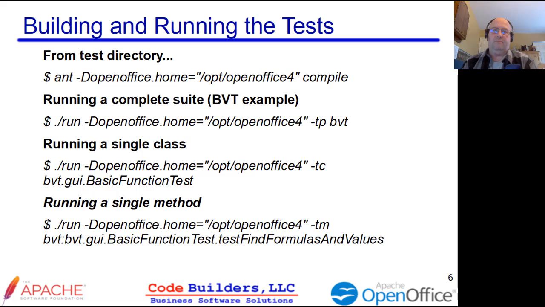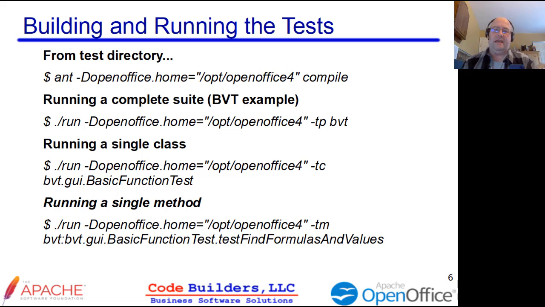So the next is an example of actually running the tests. Depending on whether you're on Windows or something like Linux or Mac, there's either a run shell command or run.bat. There again, you pass in the environment variable for the OpenOffice home, and then there's a switch, -TP, which stands for test package, and then BVT, which stands for the build verification test we talked about earlier. That could be FVT or any of the other suites.